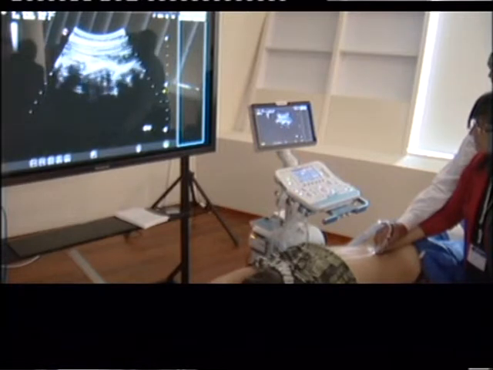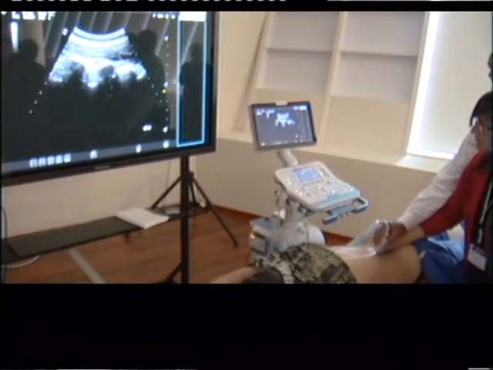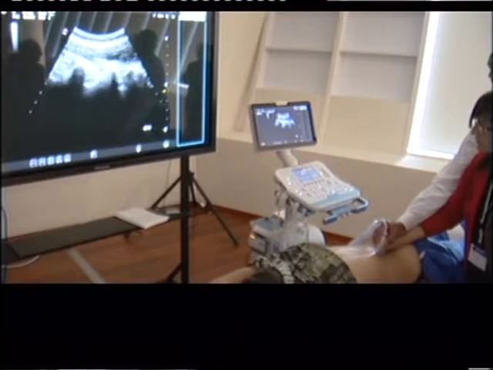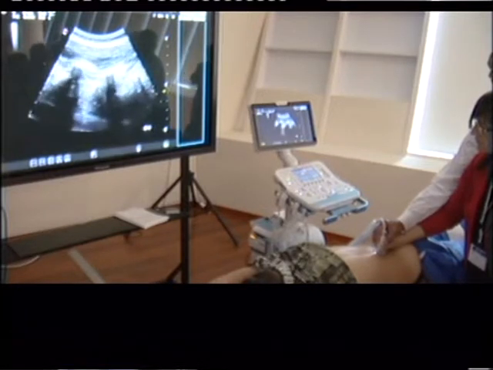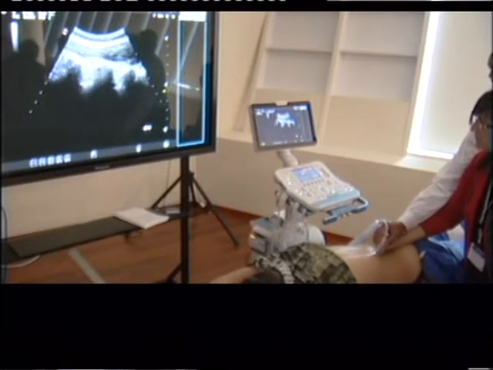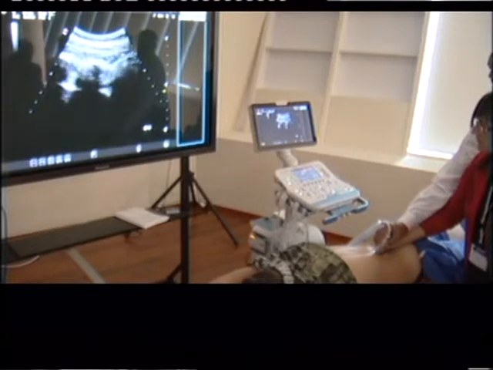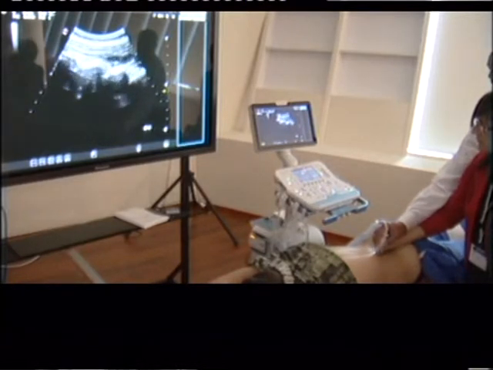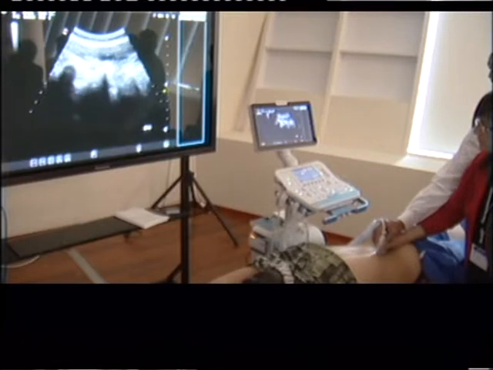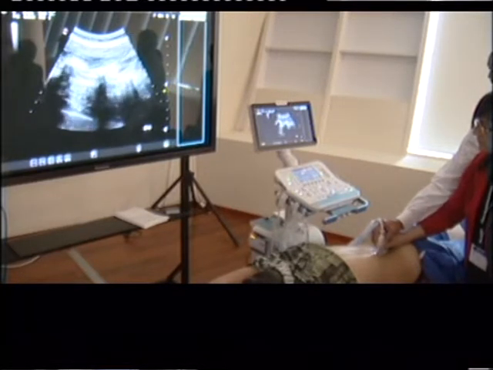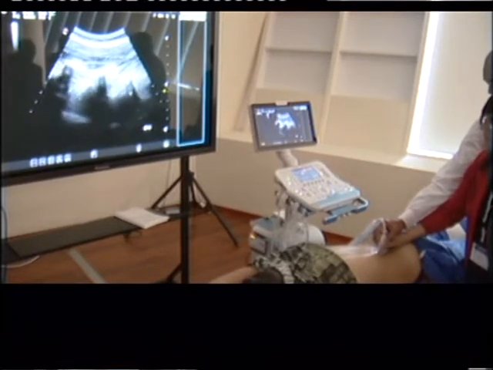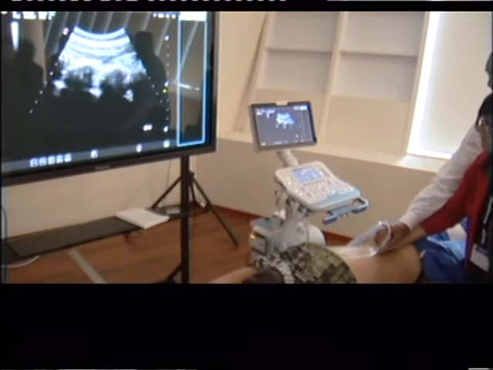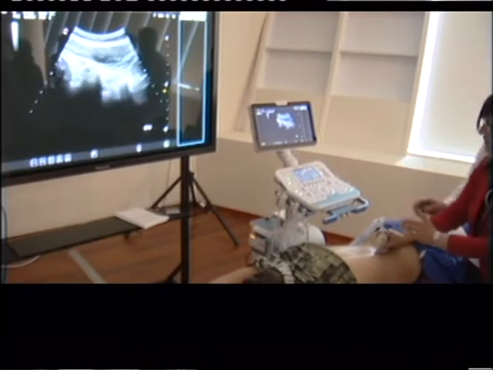Lamina, facet, nerve roots, transverse process, lumbar plexus. You see, you just go lamina, facet, nerve root, lumbar plexus. So you're out here, going like that.